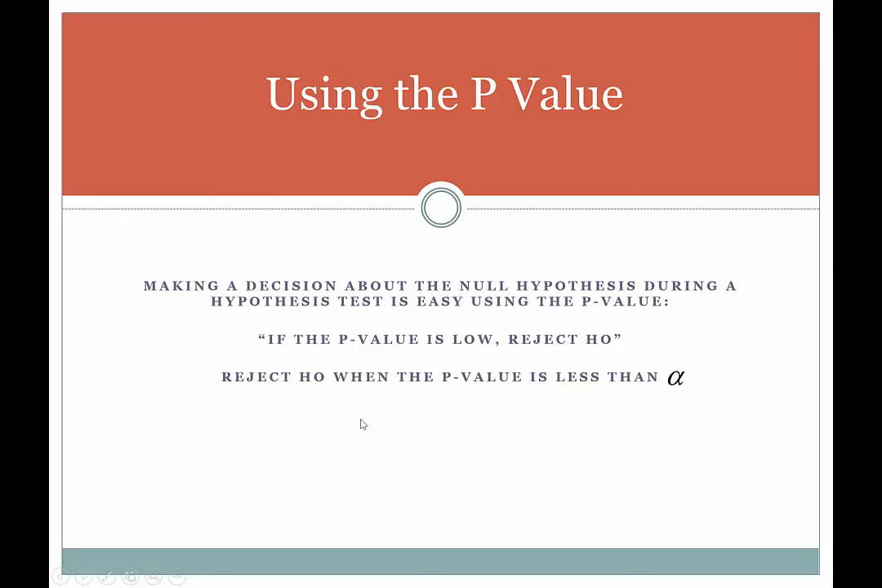That's simple enough, right? So remember, this little poem will help you remember the rule. If the p-value is low, reject H0. Just say that to yourself when you're looking at a p-value, and it'll help you make decisions, and it's very simple.